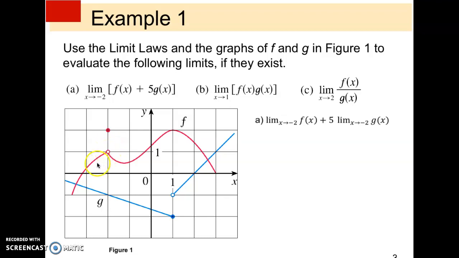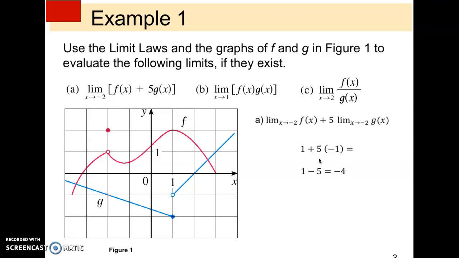Now let's look at the g function. At x equals -2, the targeting value of the g function from the left and from the right, the output value is targeting -1. All right, so let's put those values in here. So this first value would be 1. The second value would be -1, but I'm going to multiply that by 5. And when I do the math here, I get 1 minus 5, which is -4. So the answer to number 1, part A, is -4.